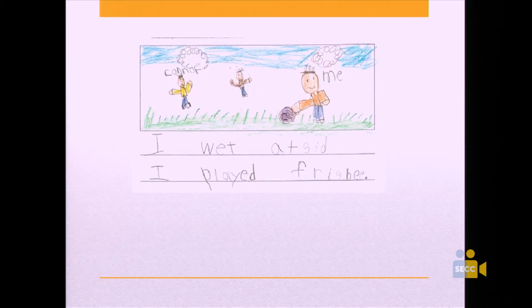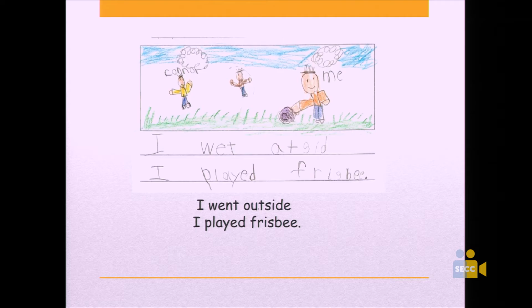Where are they at? It looks like they're at the park, right? Are they inside? No, where are they? They are outside. So, "I went outside, and then I played Frisbee." So, "I went outside, I played Frisbee." So again, good things that they did here.